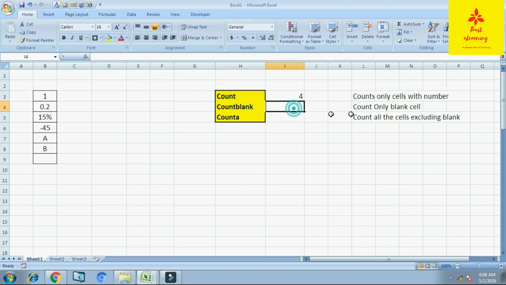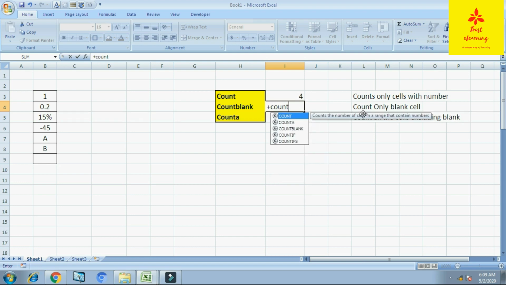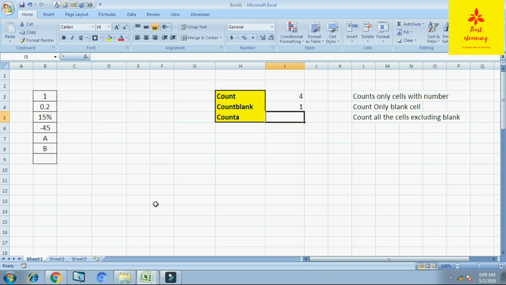Now let's move on to another function called COUNTBLANK. This function counts only blank cells. Okay, let's see how it does so. I'm again giving a reference of cells from P3 to P9. Now let's see how many blank cells there are. It says only one blank cell is there.